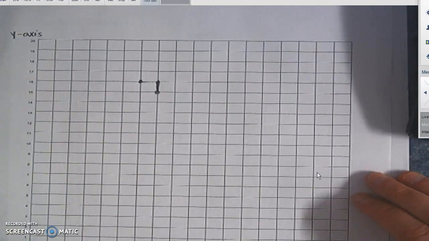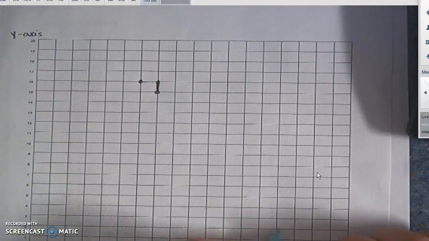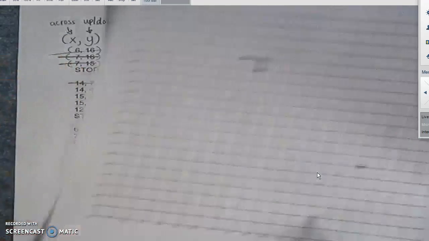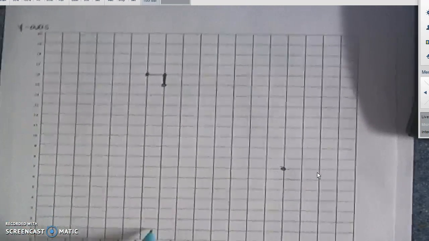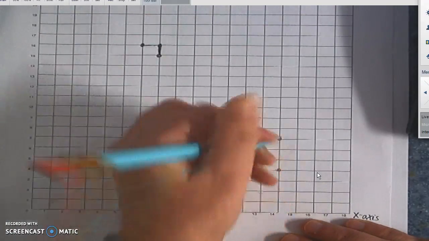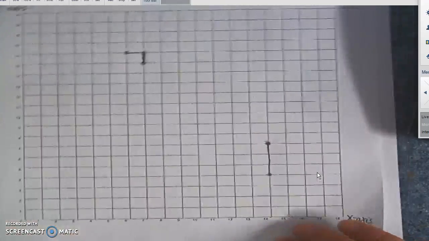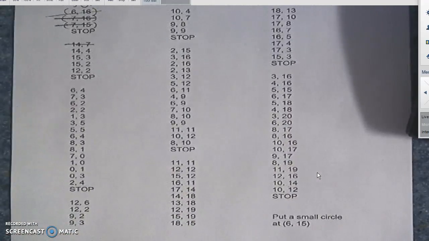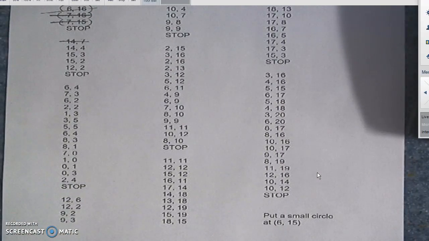So I have 14, 7. So this time I'm going to go across all the way to 14, up to 7, put my next dot. Then I have 14, 4, so across to 14, up to 4, and I'm going to start this part of the picture. So when it's done, it should come out looking like something.